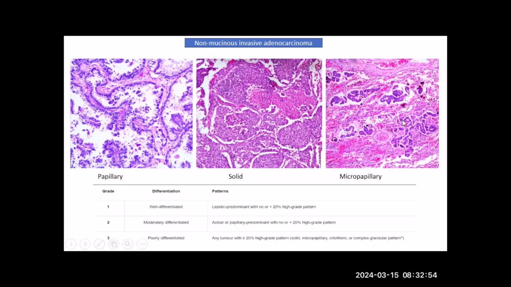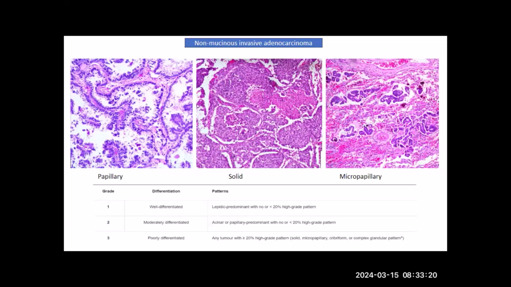So solid and micropapillary have been described as poor prognostic patterns. And there are also some studies which show that there is better chemotherapy response if these patterns are seen. So the new WHO also recommends us to grade the adenocarcinomas based on the presence of these patterns. So grading is only possible in a resected specimen.